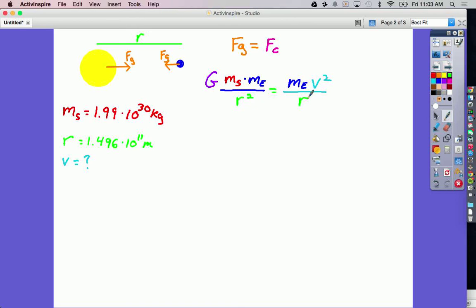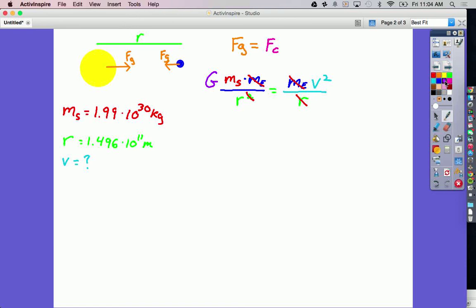over r. Now we actually have some stuff that we can cancel. We can divide out the mass of the Earth, so that goes away. And we can also multiply out one of the r's on the left and the r on the right. Simplifies our equation quite a bit. So on the left side, we just have G, mass of the Sun, over r. And on the right side, we just have v squared. But we don't want v squared, we just want v. So we just have to take the square root of this left side here.